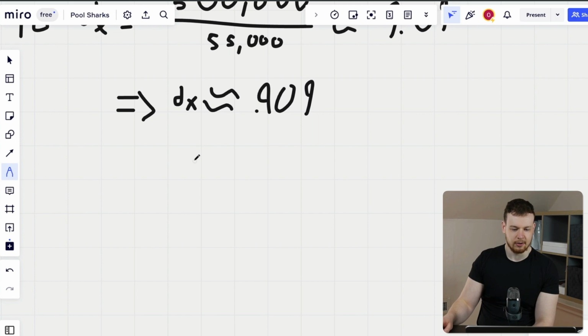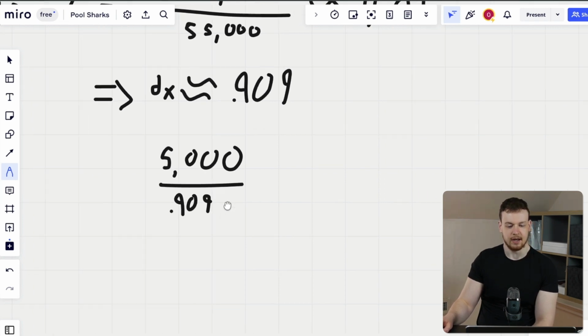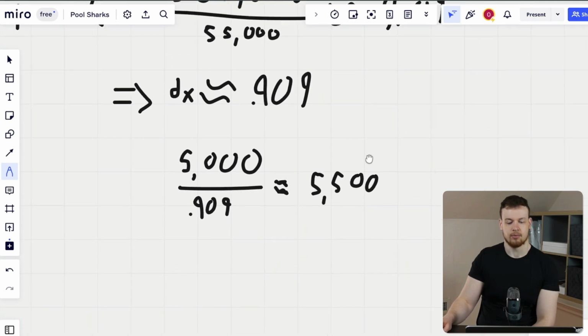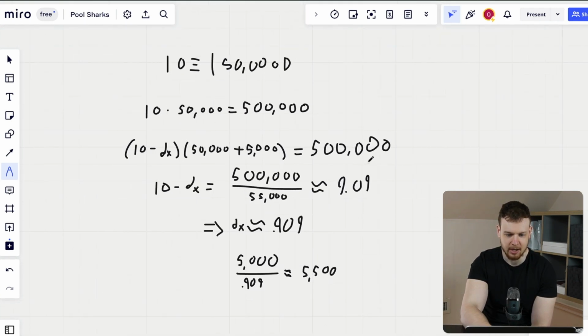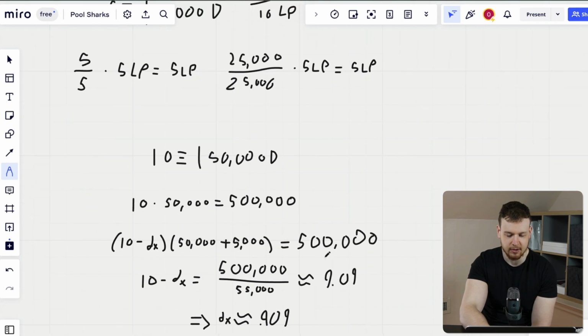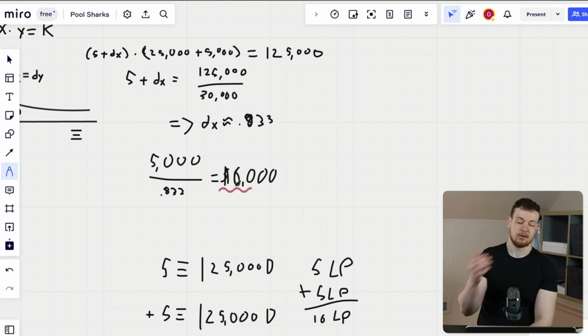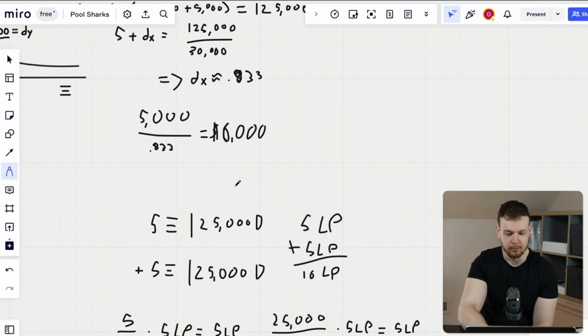And so now we can calculate the exact price that the trader experienced during the swap. Say they put in 5,000 DAI, they got out roughly 0.9 Ether. And so this is going to give a rough price of roughly about 5,500 DAI per Ether. So we experienced a much better price, 5,500, after adding more liquidity rather than the $6,000 execution price that we received before.